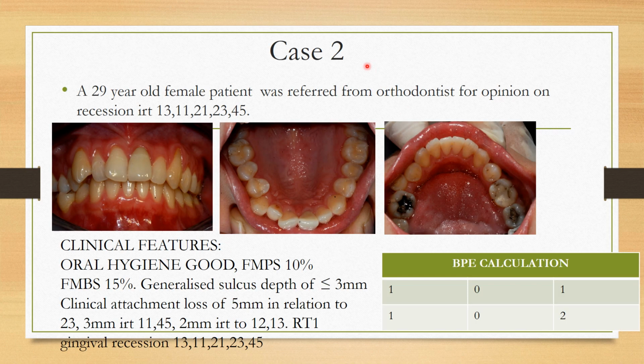So coming to the case 2 study, there is a 29-year-old female patient who was referred from orthodontist for opinion on recession in relation to 13, 11, 21, 22, 23, 45. Oral hygiene is good. FMPS 10%, FMBS 15%, generalized sulcus depth less than or equal to 3 mm. Here attachment loss of 5 mm in relation to 33, 3 mm in relation to 11, 45, 2 mm in relation to 12, 13, and RT type 1 gingival recession for 13, 11, 21, 22, 23, 45.